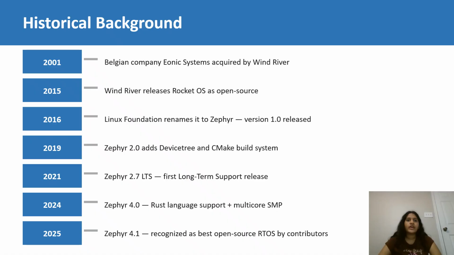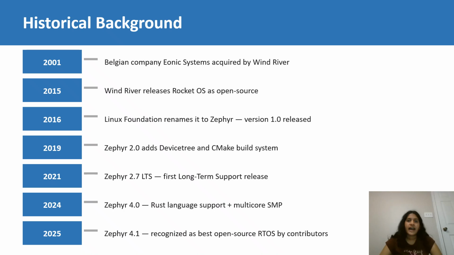Now, let's look into the historical background. Let's look at where Zephyr came from. It actually started in Belgium. A company called Interpeak Solutions built an RTOS called Virtuoso for DSPs. When Wind River acquired them in 2001, it rebranded it as Rocket and open sourced it in 2015. In February 2016, Wind River donated it to the Linux Foundation, which renamed it Zephyr and released version 1.0.